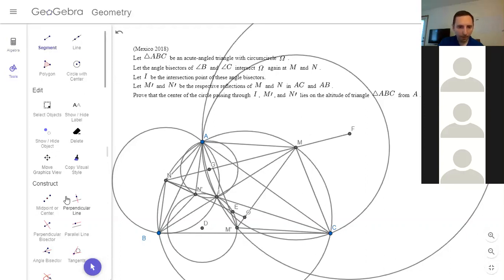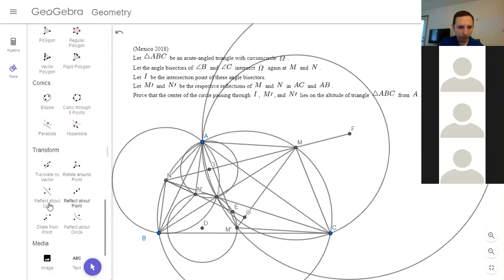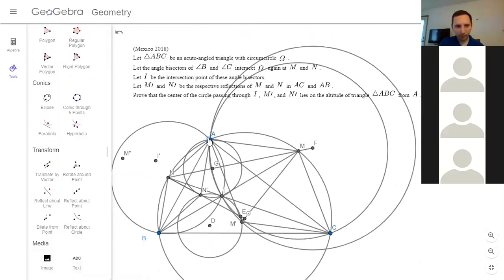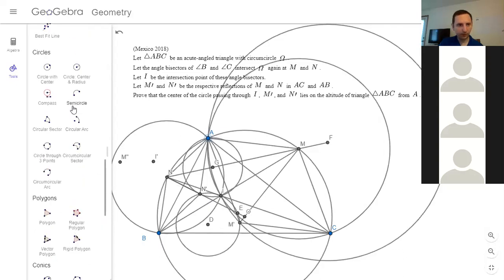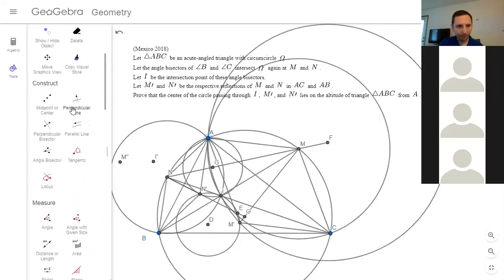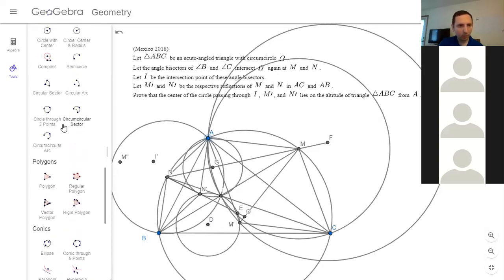But what I was thinking, let me try something. What if I reflect I about AB and I reflect M about AB? If I reflect M about AB, okay, it doesn't lie on that circle, but I feel like it's still a useful idea. Basically, the power of B with respect to this circle is the same as the power of B with respect to that circle. Wait, what? It didn't work. Oh, I need this circle.